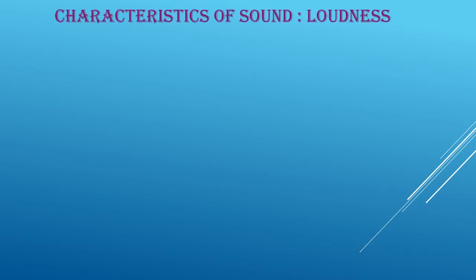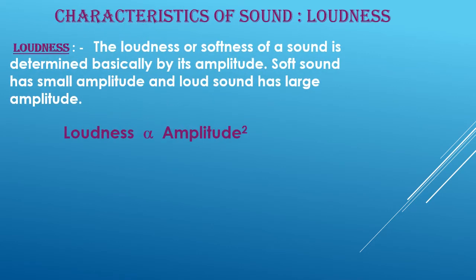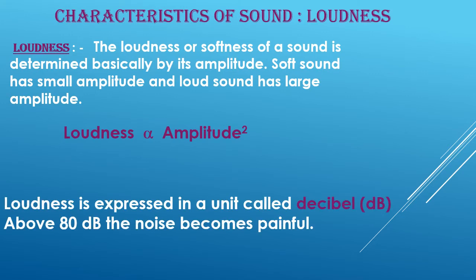Loudness. From the previous slide, we understood that the loudness or softness of a sound is determined basically by its amplitude. So soft sounds have small amplitude, whereas loud sounds have high amplitudes. Loudness is proportional to the square of the amplitude of vibration producing the sound. Loudness is expressed in a unit called decibels. Above 80 decibels, the noise becomes painful.